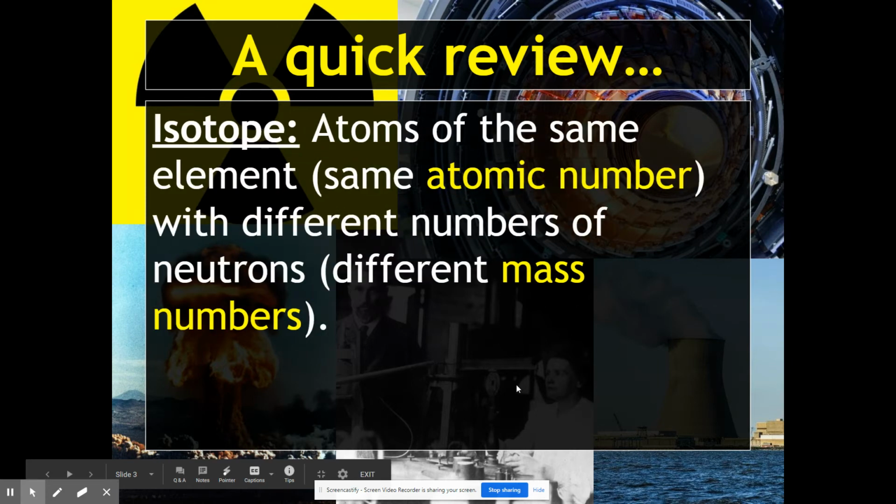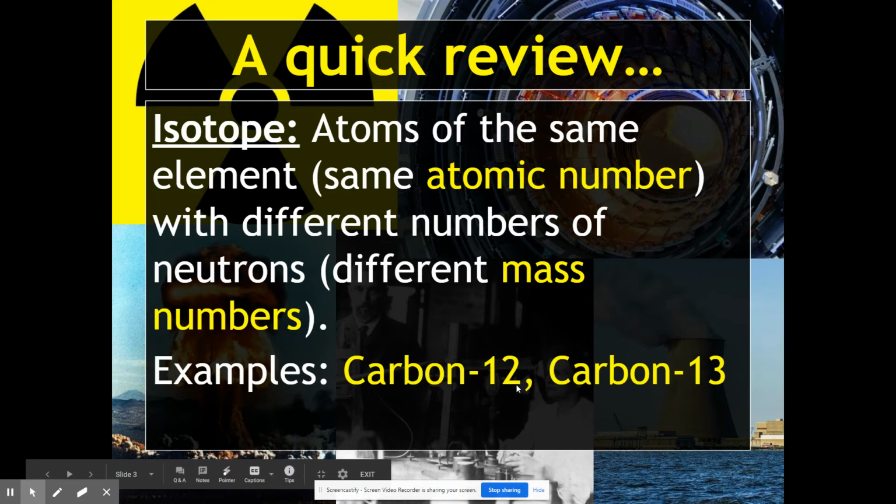A quick review. So, things that you should already know and already be familiar with. The word isotope. Isotopes are atoms of the same element with the same atomic number, but different numbers of neutrons. So, they have a different mass number. Examples include carbon 12 and carbon 13. So, they have the same atomic number of 6, but because they have different neutrons, their mass is different.